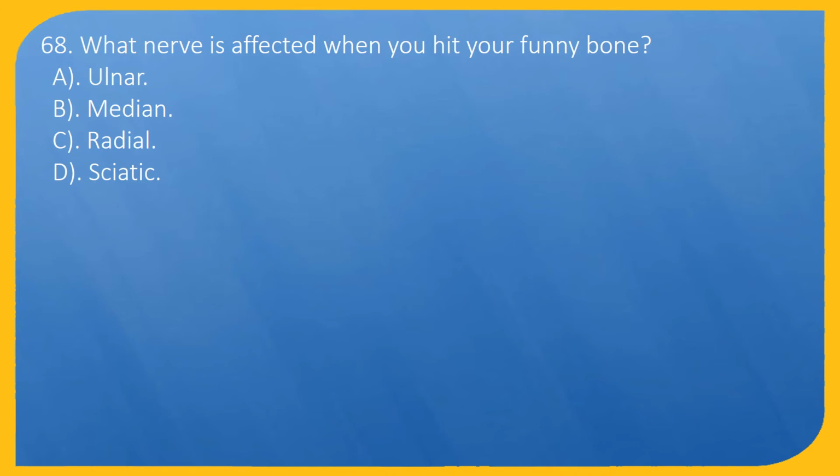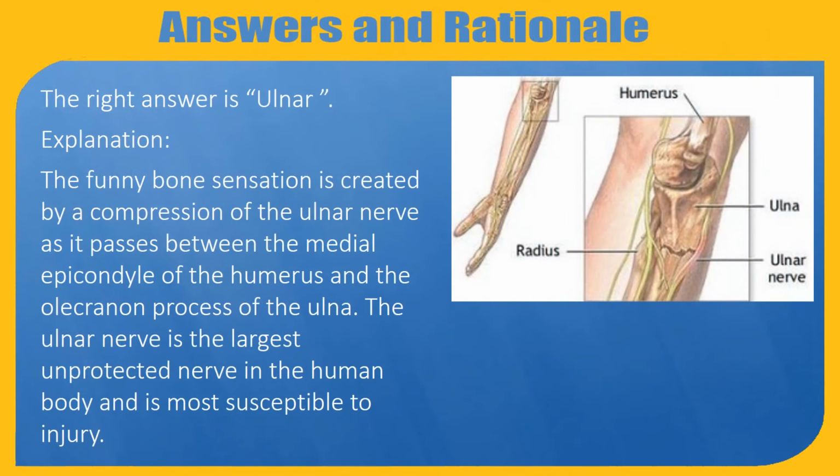Question 68. What nerve is affected when you hit your funny bone? A. Ulnar. B. Median. C. Radial. D. Sciatic. The right answer is ulnar.